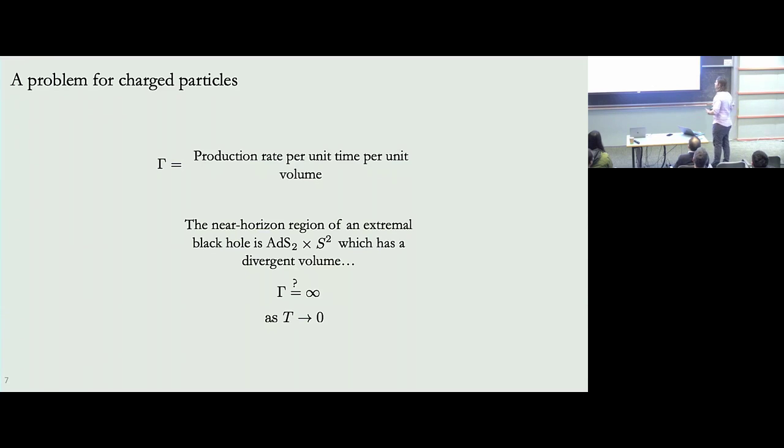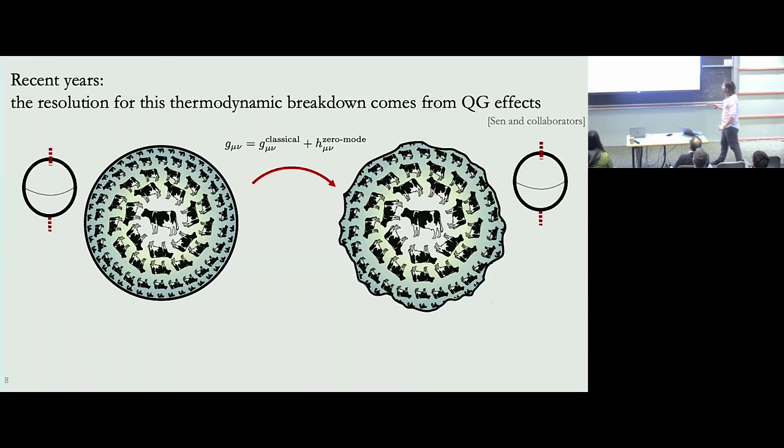Let me just present what we've discovered in recent years as we've approached extremality. That's unrelated to these particles, but these effects should somehow be incorporated in the back of the envelope calculations that I showed previously. So in recent years, we've discovered that the resolution for this thermodynamic breakdown comes from perturbative quantum gravity effects. So let's start with a purely extremal black hole, which, as I said, has an AdS2 times S2 near horizon geometry, and perturb the action by all possible modes of the fields.